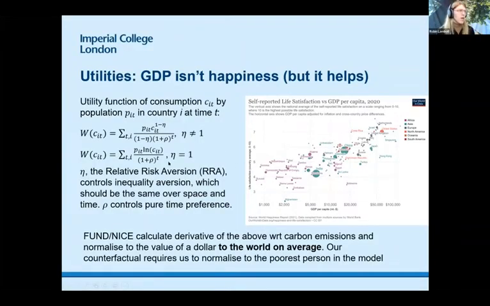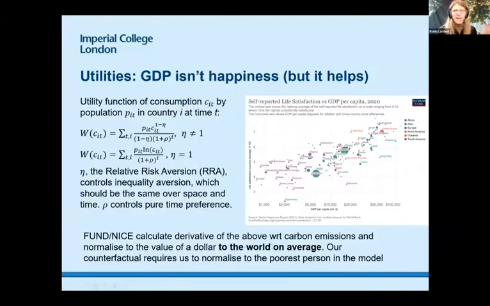So if you don't, you'd want an eta value above 1, and that will lead you to have this functional form of your damage function. This is controlled by this eta, which is a relative risk aversion, which controls your inequality aversion, both over time and over space. And if you are truly altruistic, which countries may not be, but we assume a charity is, that should be the same over time and space. You've also got this pure rate of time preference, which we've seen before.